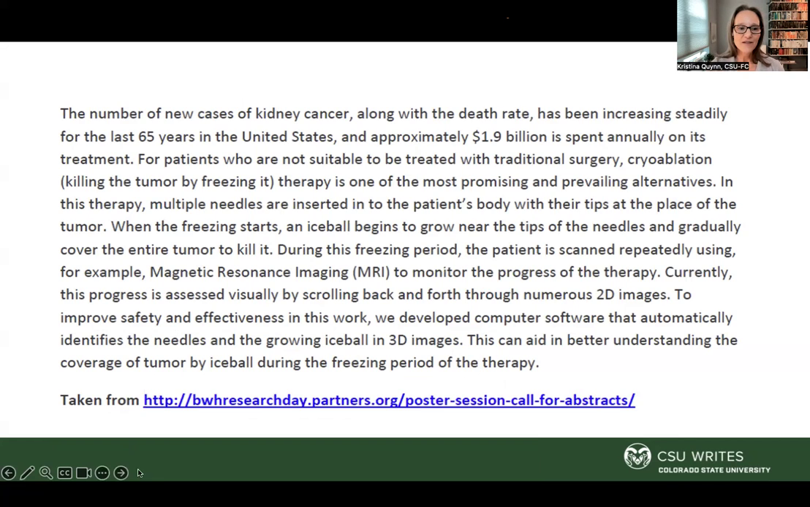But if it's language speaking to an appropriate audience, then it's just specialized terminology that you need to use. But if your audience is not specialized, you write to them differently. So for example, a number of new cases in kidney cancer.